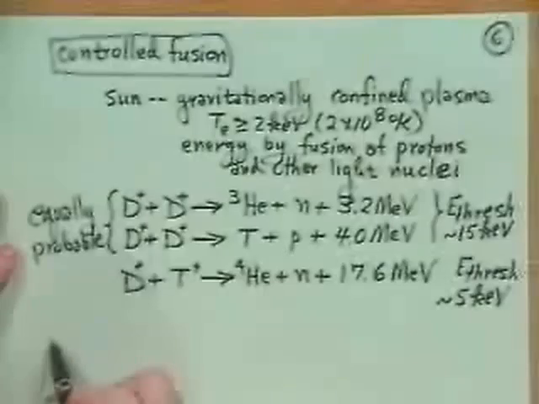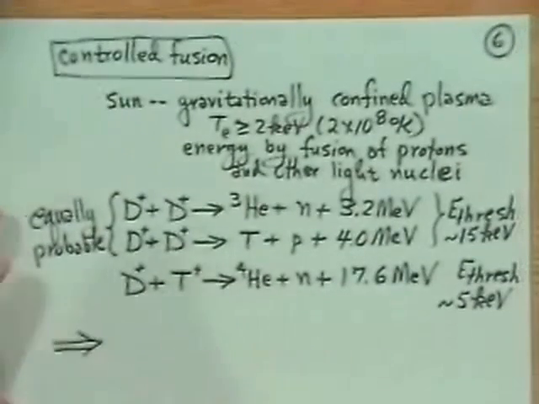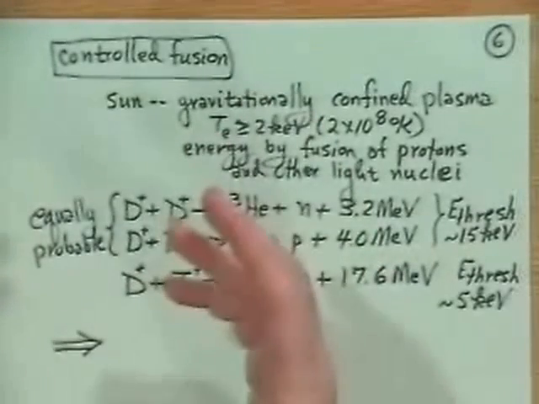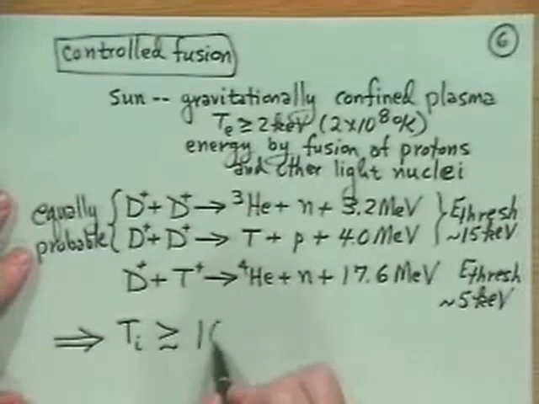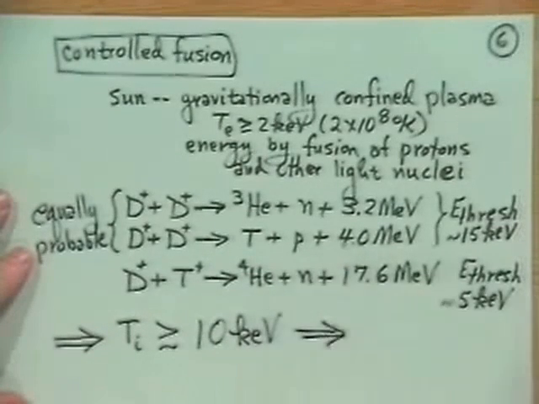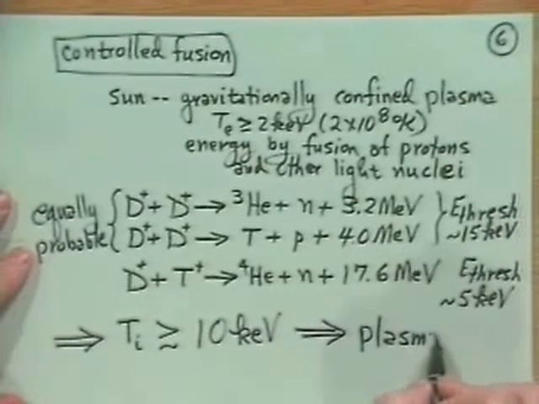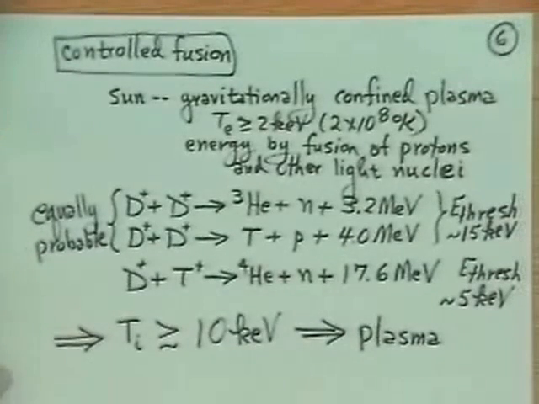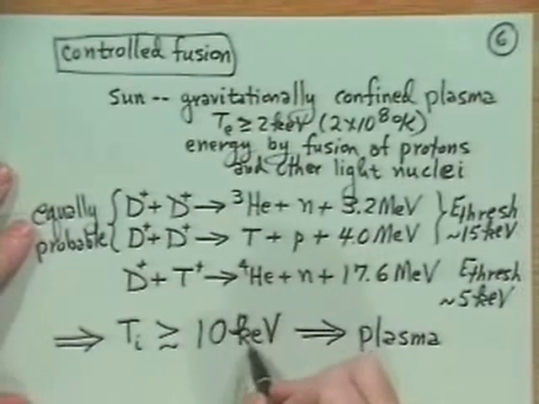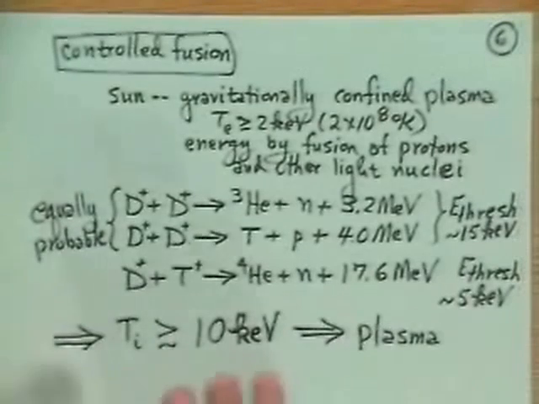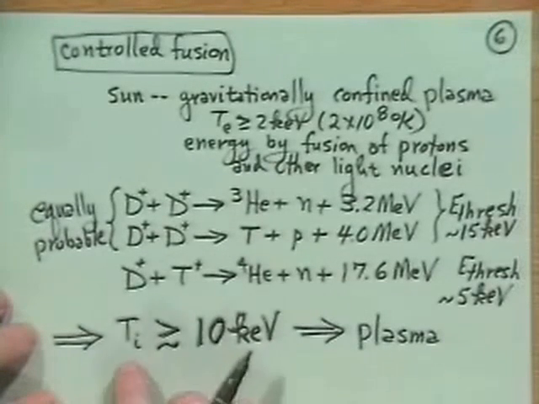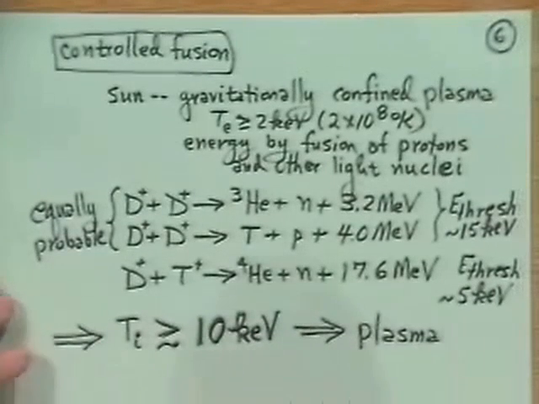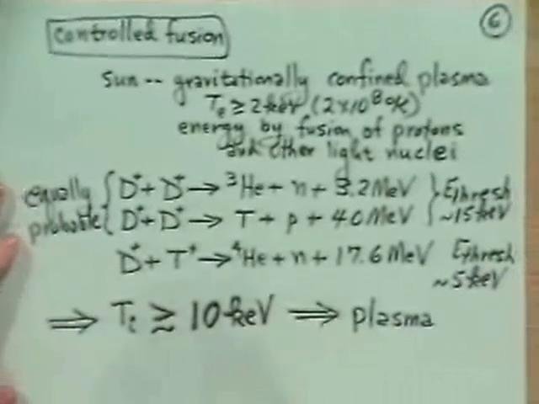So what you need to do in order to do controlled fusion is somehow produce a medium, which is going to be a plasma, whereby all these charged particles are hitting each other with average energies greater than 10 kiloelectron volts. So what you really want is an ion temperature greater than about 10 kiloelectron volts, and for almost all reasonable densities, this leads to a plasma. Maybe I should make a remark about cold fusion in a moment, but generally speaking, in order to surmount the Coulomb potential barrier, you feel like you better have a hot medium greater than 10 kilovolts.